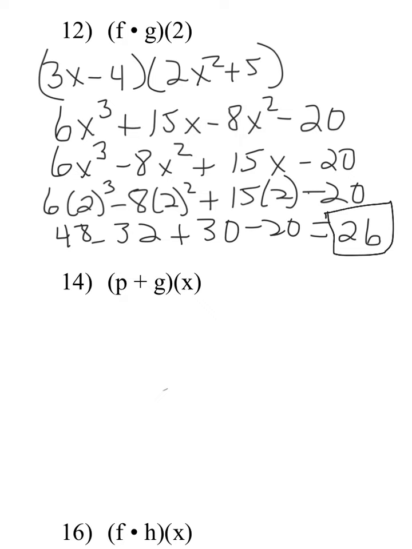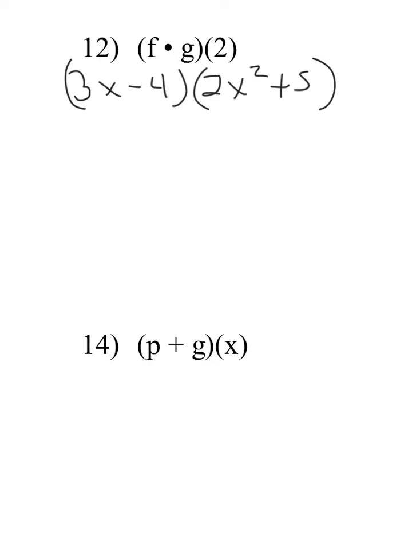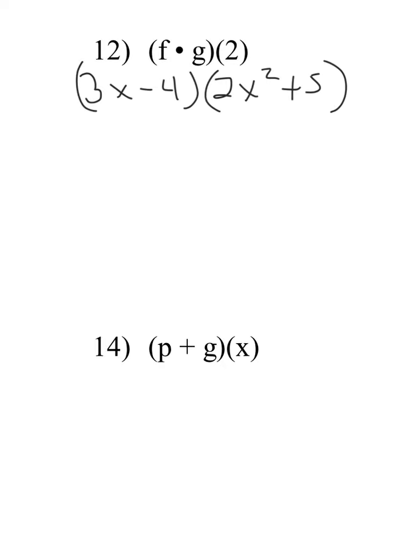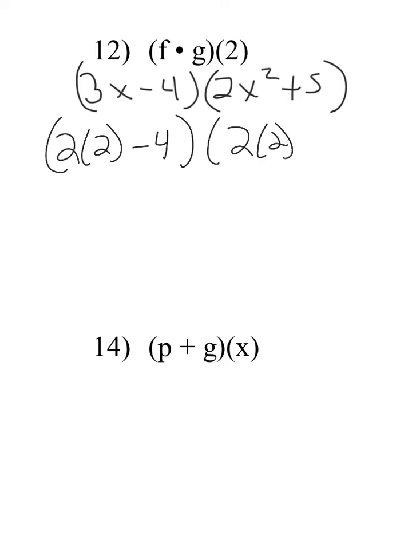All right, so the other way we would do it is by entering our 2 into our functions first and then multiplying those two numbers together to see what we get. Okay, so let's try it this way. Let's go ahead and plug our 2 into x. 3 times 2 minus 4. And we're going to multiply that times 2x squared plus 5.